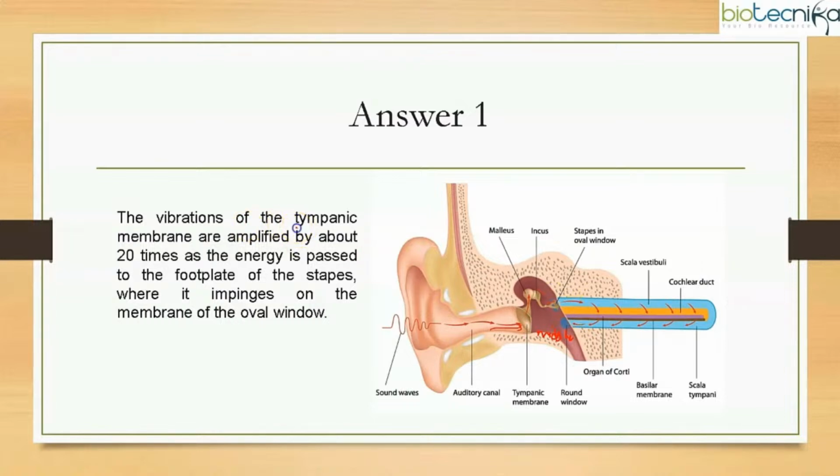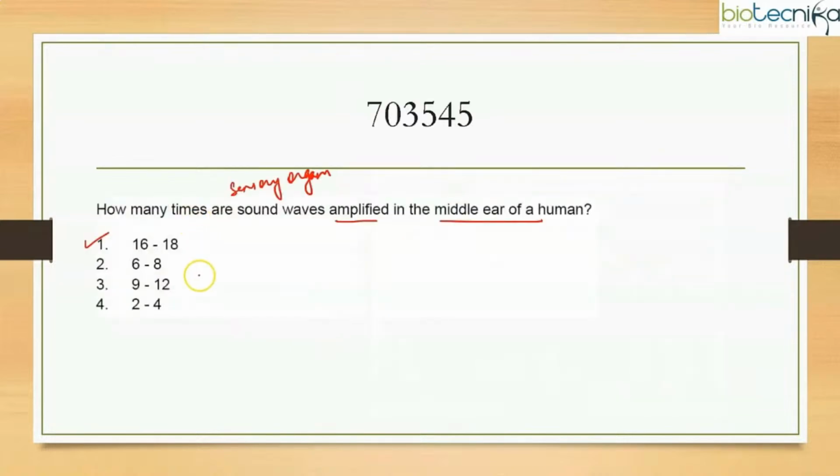When the vibrations hit the tympanic membrane, they get amplified by around 20 times as the energy is passed to the foot plate of the stapes. The stapes is in the oval window, so the sound waves pass to the foot plate, where it impinges on the membrane of the oval window. So how many times is it amplified? Around 20 times. Although you don't see 20 here, the most correct option, nearest to 20, is 16 to 18. That is why the right answer for this question is option 1.